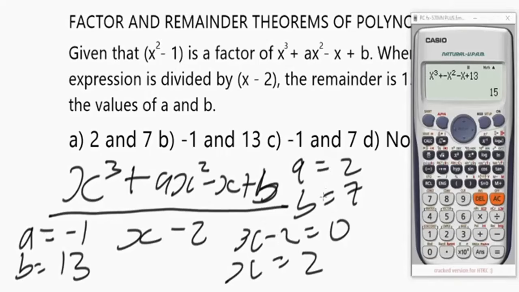So don't forget to reset your calculator once you are done. To quickly reset, just press Shift, button 9, follow the instruction, press equals, and the calculator will be reset. Okay, so that's it.